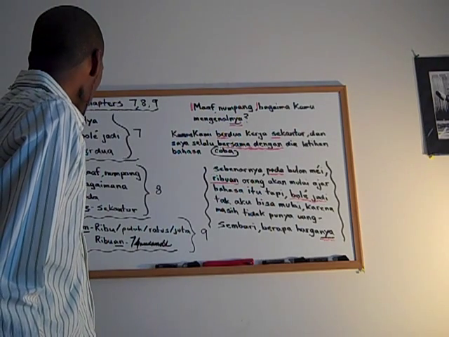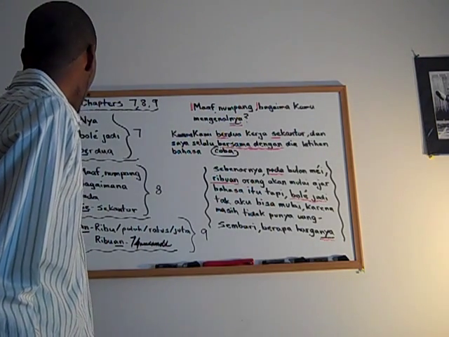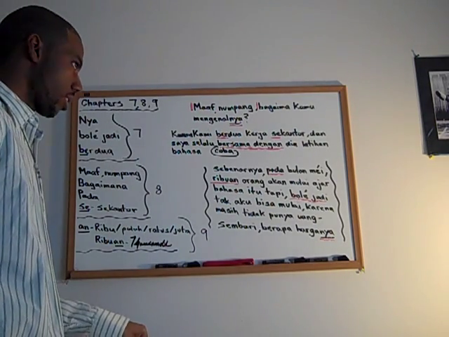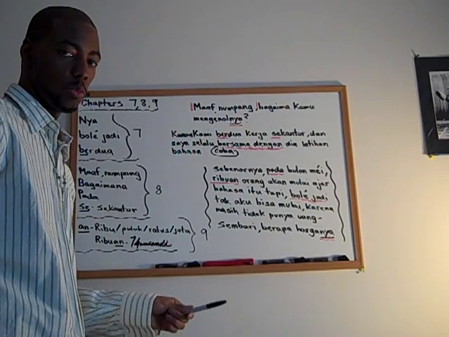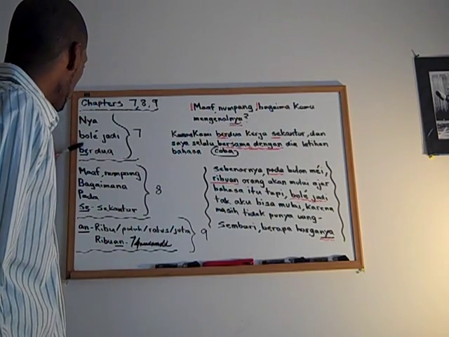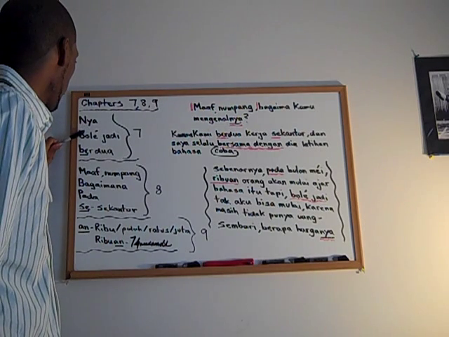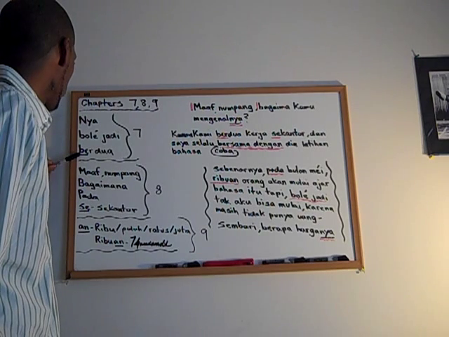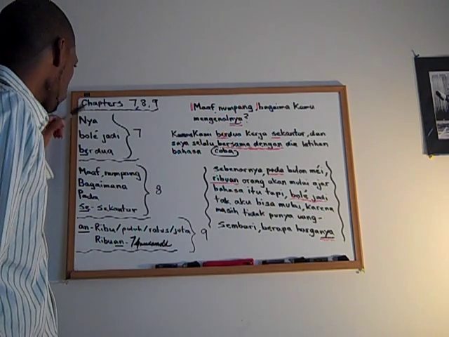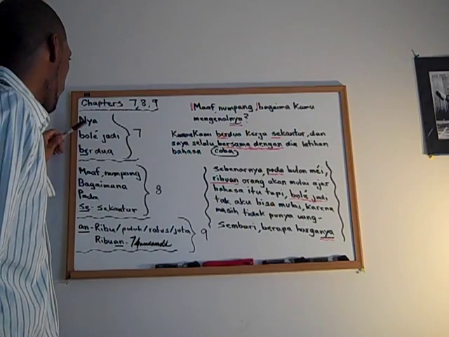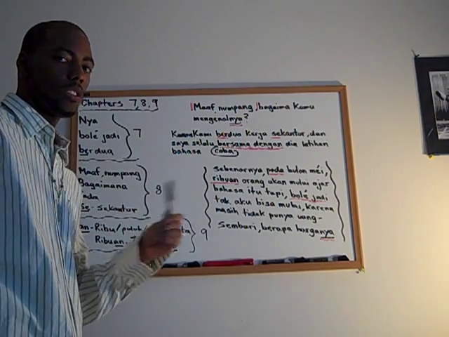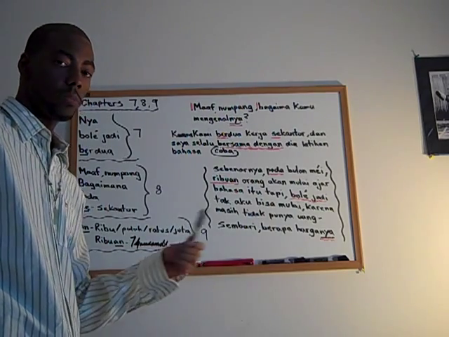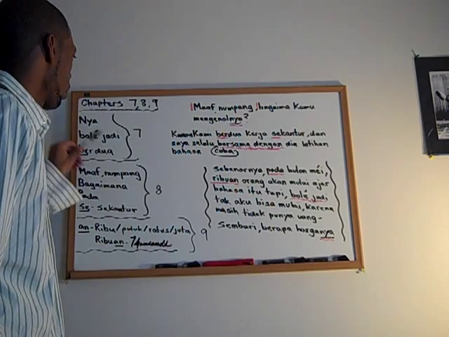I went to chapter 7 and looked at all the grammatical points. In that book, I think they label them as how the language works. So all of these were introduced: nya, boleh jadi, and berdua. Nya, I'll just explain a little bit of it. Nya refers to another person, like his wife or his book. That's what nya refers to.